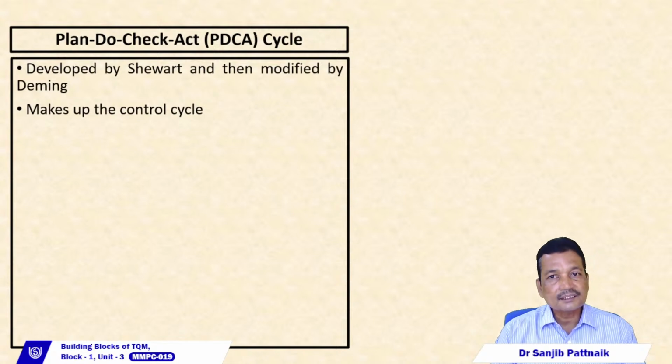Now, once this problem has been eliminated, don't think that it has stopped. Again, we go back to the beginning. We plan for another activity. We do it. We check for any kind of negative deviations and take actions if such negative things are there. This is a continuous cycle or continuous process, for the reason that we are calling it a cycle. It goes on. So it makes up the control cycle.